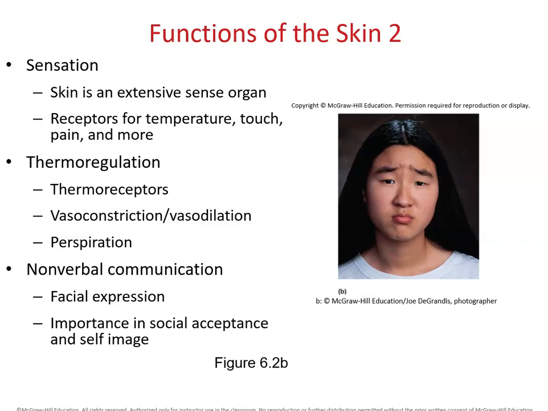Okay, so we have thermoreceptors in our skin that allow us to know if it's hot or cold. Our skin can undergo vasoconstriction or vasodilation, meaning the small veins, arteries, and capillaries in our skin can dilate or constrict, either promoting blood flow or restricting blood flow, and thereby promoting or restricting heat loss. Skin is also involved in perspiration. Your sweat glands are part of your skin.